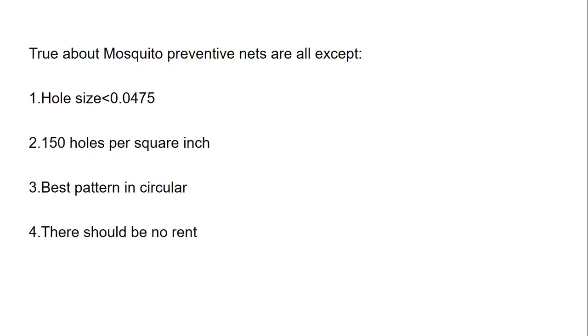True about mosquito preventive nets are all except hole size should be less than 0.0475 millimeter, 150 holes per square inch, and there should be no dent. Best pattern is a square, not circular. The answer will be 3.